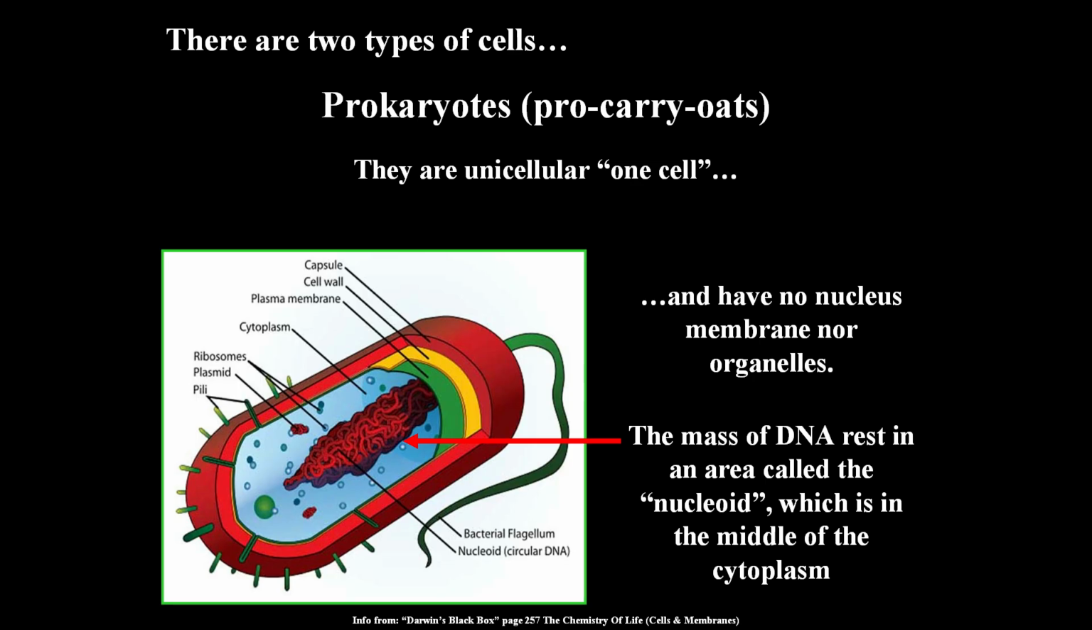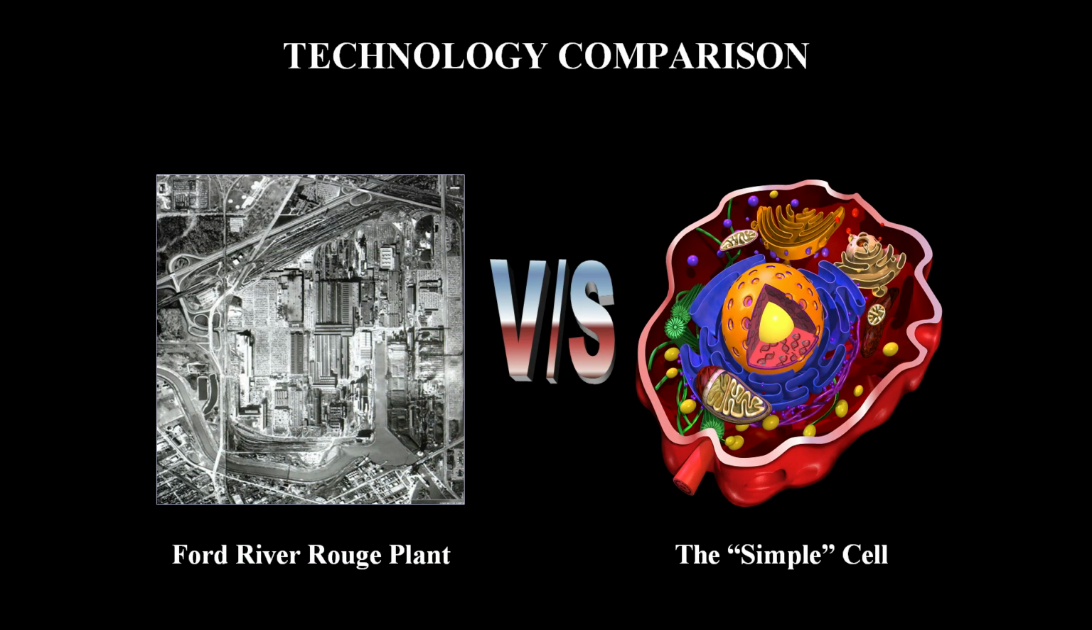Now, the other type of cell is called prokaryotes. They are unicellular, one cell, and have no nucleus, membrane, or organelles. So they're not separated like the eukaryotes, which would be like a house. They're not designed like that. The mass of DNA rests in an area called the nucleoid, which is in the middle of the cytoplasm.